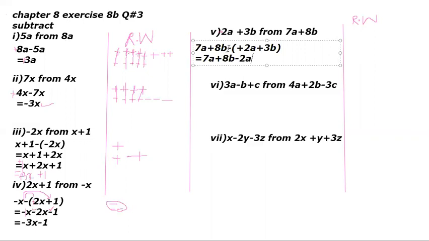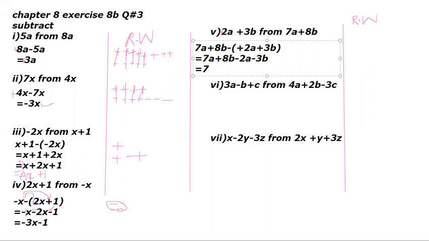Now again, a negative sign will be multiplied by a positive sign and it will give us a negative sign, so it will become negative 3b. The next step is we will collect the like terms, which means we will write the like terms.